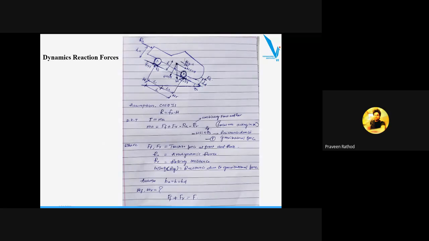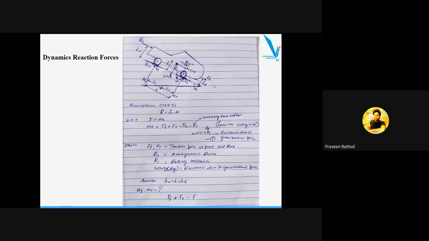One more force is acting: F is equal to ma. We are all well known with F is equal to ma from other subjects. Whenever we write the equations of motion for any vehicle, we consider the D'Alembert's force, which is a pseudo force. It is not a good practice to write this D'Alembert's force, but we need to write it as we are taking moments. So instead of ma, we write W by g into a as the D'Alembert's force, which acts in the opposite direction.